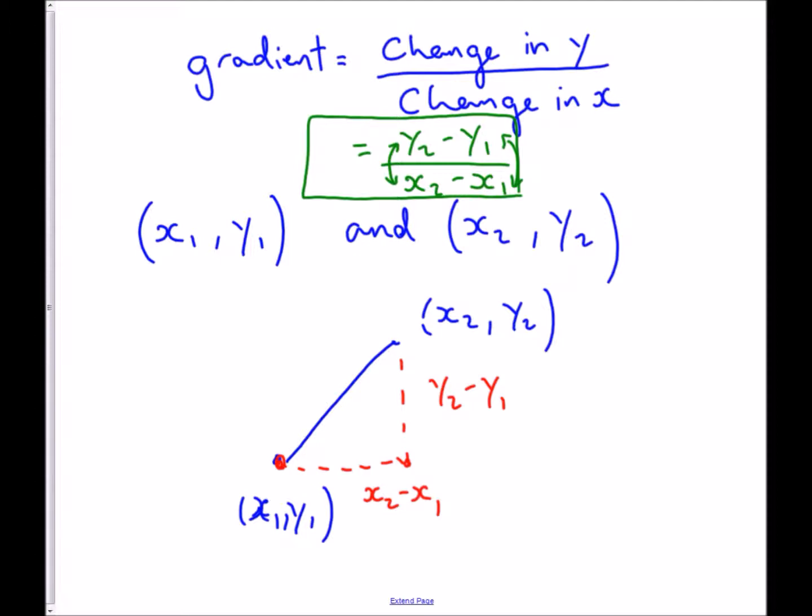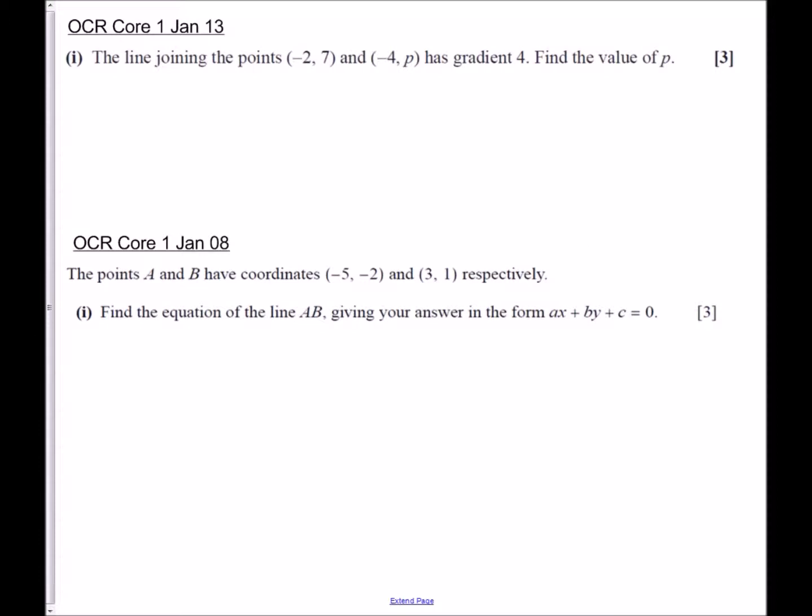Let's have a look at how this applies to a question. The line joining the points (-2, 7) and (-4, p) has gradient 4. So the clue here that this is about gradient is that it tells me the gradient, and we're asked to find the value of p. So we've given the gradient. We know that with the gradient there are three things it could be. It could be that I've got to rearrange the equation of the line into the form y equals mx plus c. It could be that I use my two coordinates, or it could be that I differentiate.